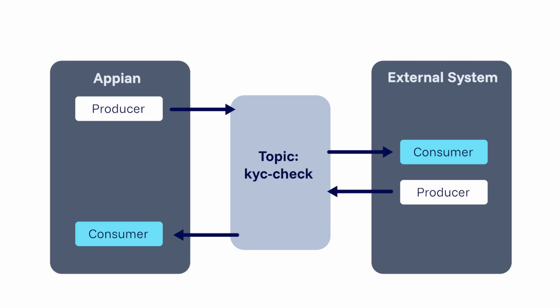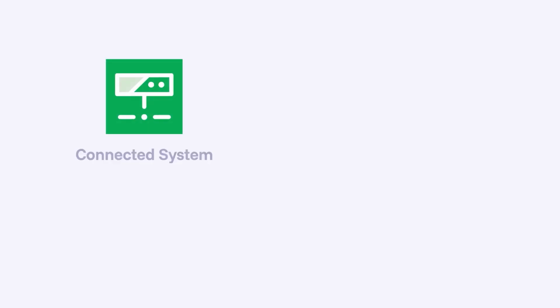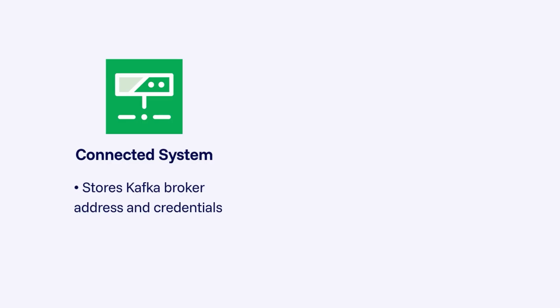The Appian Kafka integration uses two design objects. First, an Apache Kafka connected system. This stores your broker's connection details, the Bootstrap server address, and authentication credentials. You configure it once and reuse it across as many event consumers as you need.